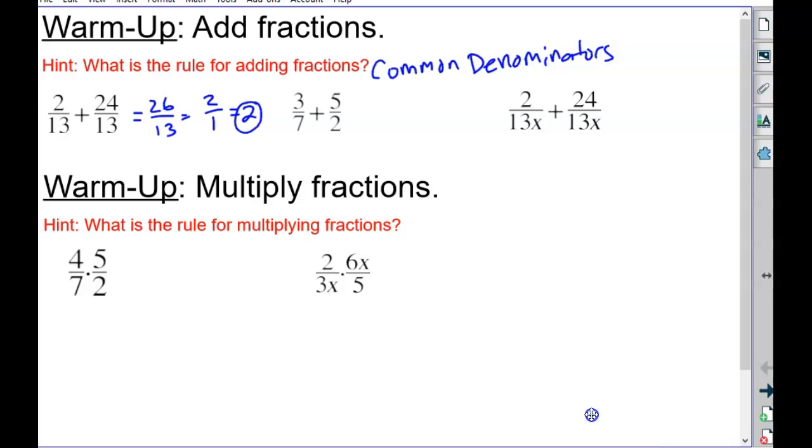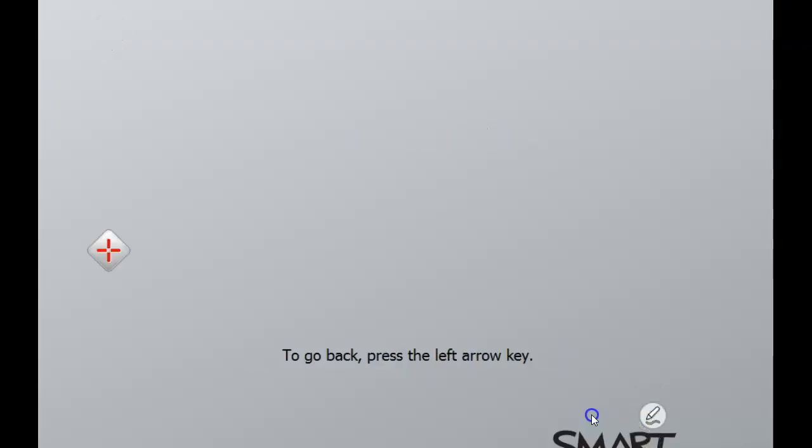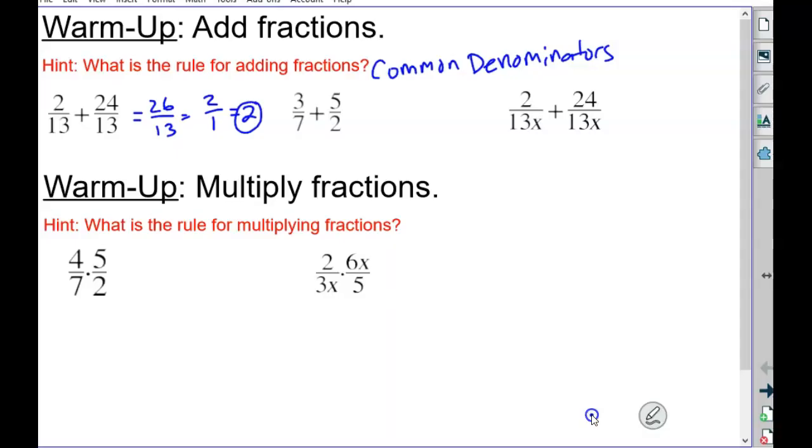I'm going to recalibrate this. Seems like I have to do that more and more lately. Okay.